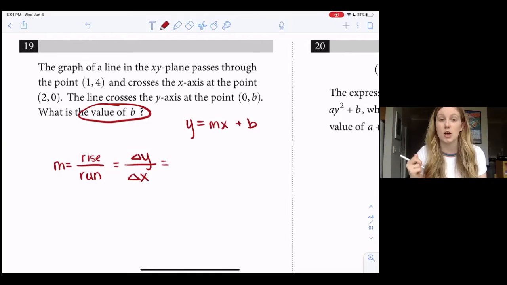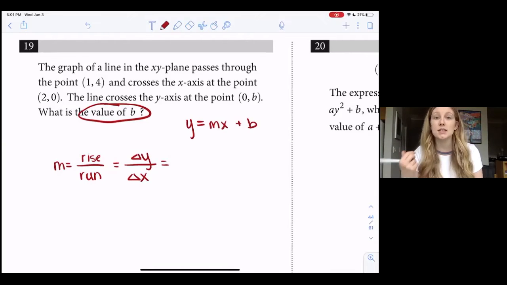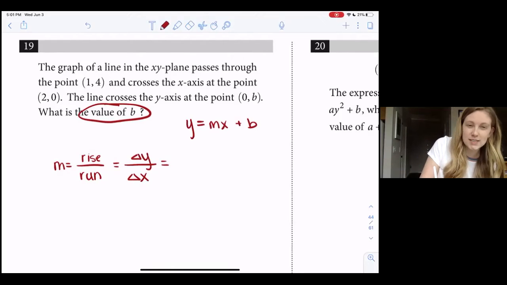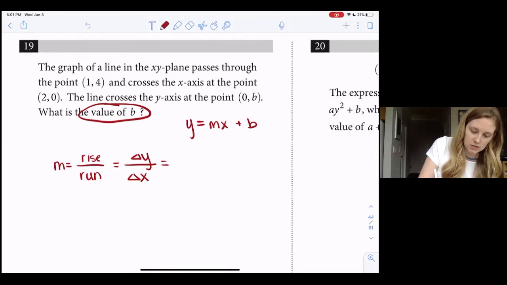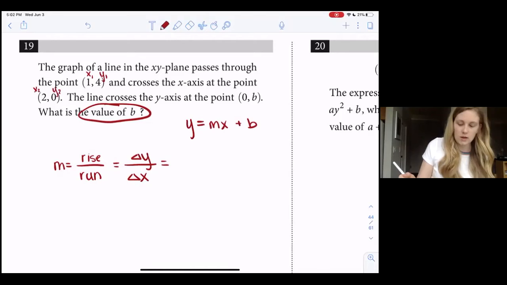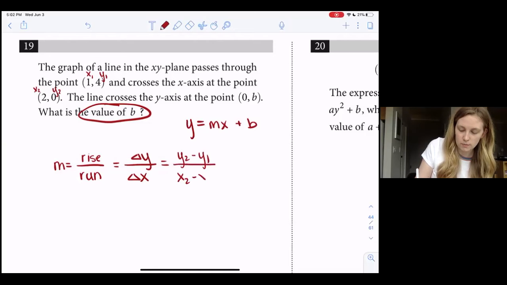Another thing to help you not make minor mistakes when you're writing out your work is to label y2 and y1, and same thing with the x's. It doesn't matter which point is the first or the second, just be consistent. So I'm going to call this x1 and y1. I'm going to call this x2 and y2, okay? And change in y is going to be y2 minus y1 over x2 minus x1.